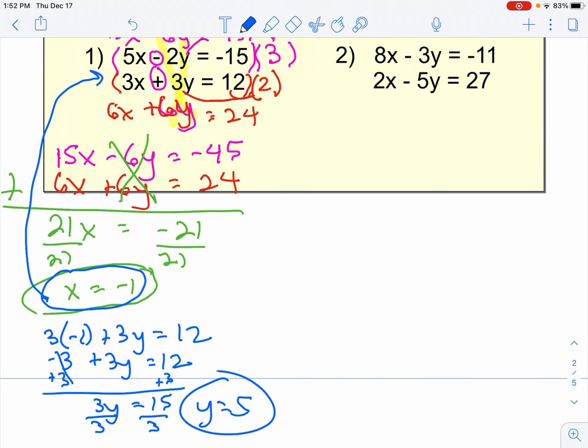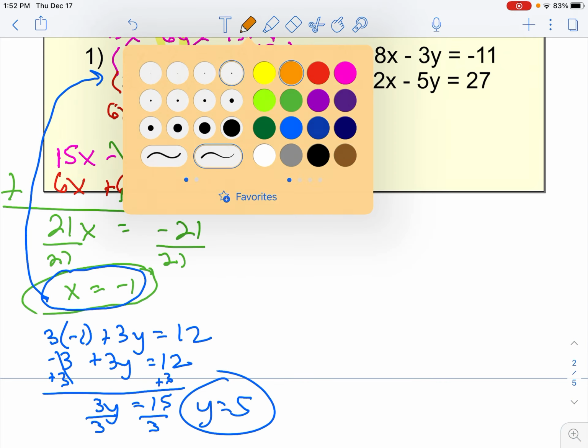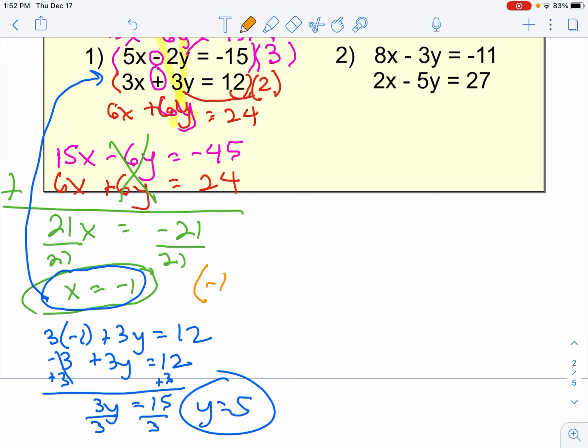So now we know our solution to this system of equations is the ordered pair (-1, 5). So that is our solution to that system of equations. These just get slightly more complicated because we have to multiply both equations by a certain value.